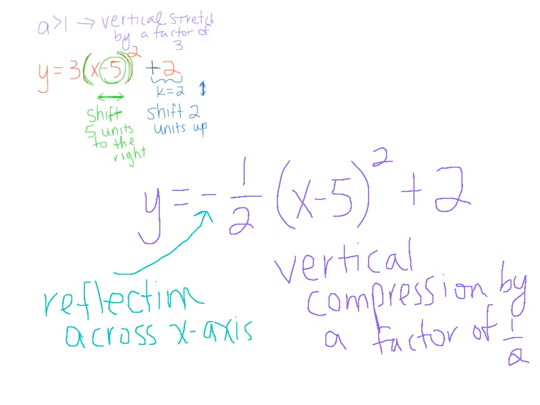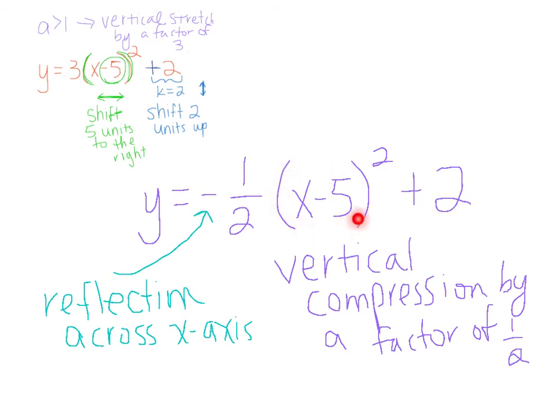So to summarize, you have 4 possible transformations that might happen for any parent function. You could have a reflection if there's a negative. You could have either a vertical stretch or compression. It's a vertical stretch if your value is bigger than 1. It's a vertical compression if your value is smaller than 1. And again, we're just talking about the value of this number, ignoring this positive or negative sign.